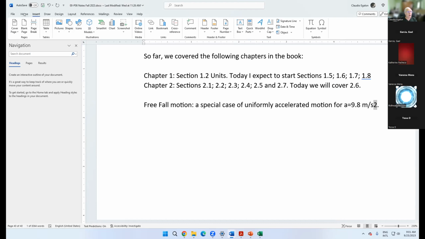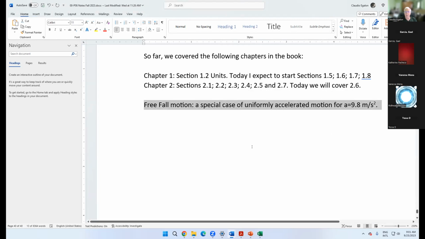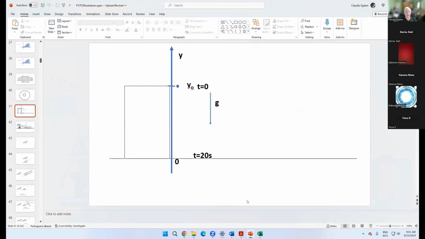It's no big deal because it introduces only a 2% error in the final result. That's what free fall motion is all about: a special case of uniformly accelerated motion for acceleration equal to 9.8 meters per second squared. The situation is like that. Here you go, and I'm going to do it step by step. Galileo Galilei studied this type of motion during his time, and today we still remember him because of that.